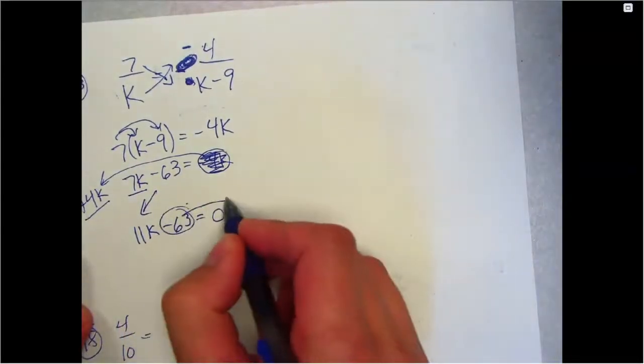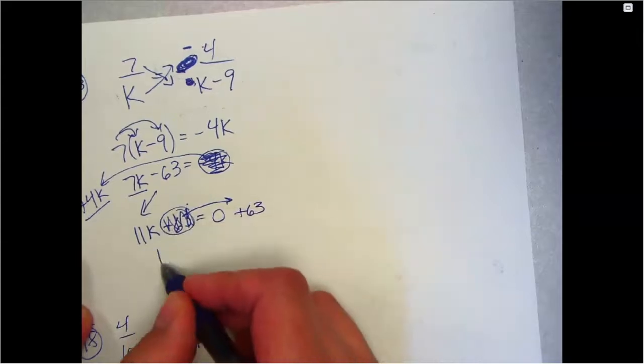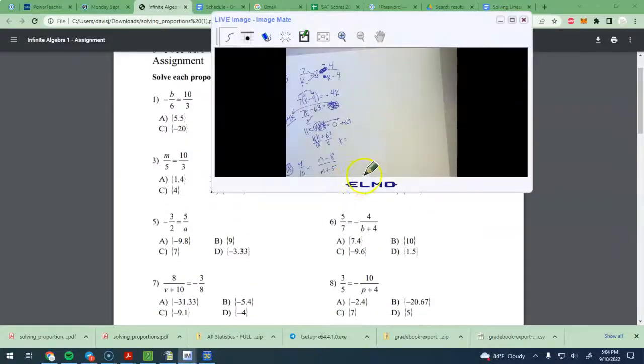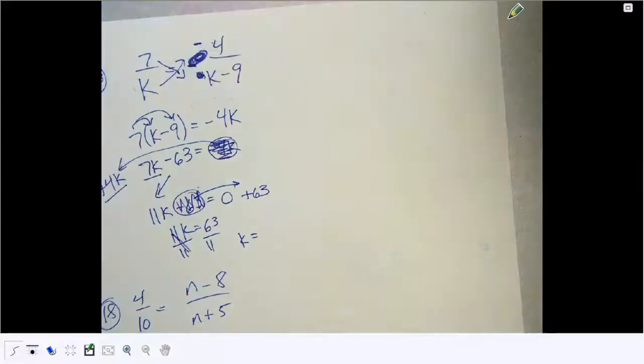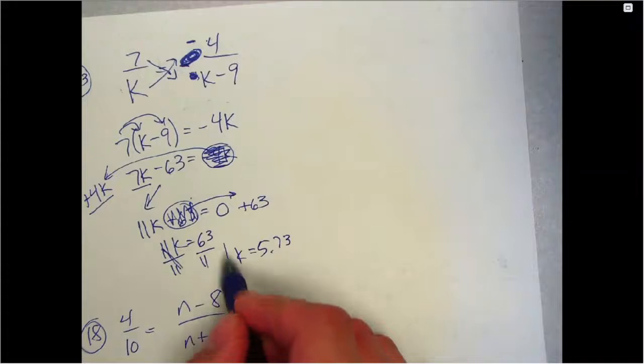Then this negative 63 has to cross the street. And again, when we cross the street, we change signs. So 11k equals 63. Then you would divide by 11. And I don't know what decimal that comes out to. That comes out to 5.73, it looks like. I think that's actually the harder way to do it.